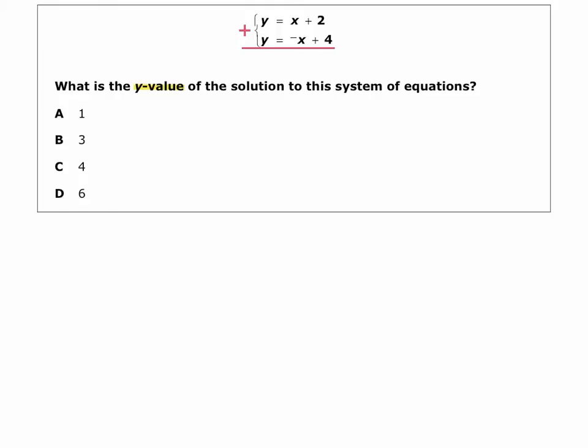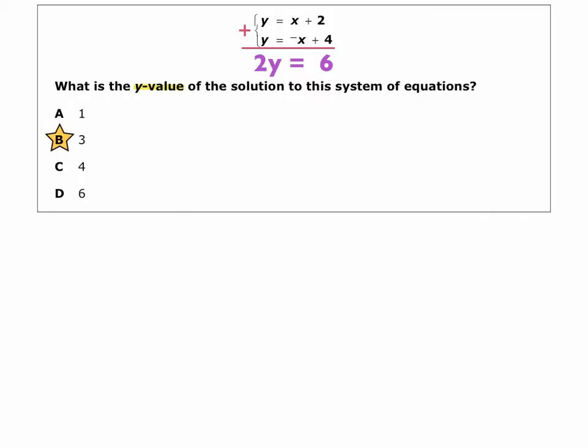So remember to add, we have to line up our like terms and our equal sign, which is already done for us. So y plus y is 2y, equal, bring straight down the equal sign, and x plus negative x is going to be 0. They're going to cancel each other out, so I don't need to bring anything down there. And then 2 plus 4 is 6. If 2y equals 6, I need to divide both sides by 2, and I would get y equals 3.